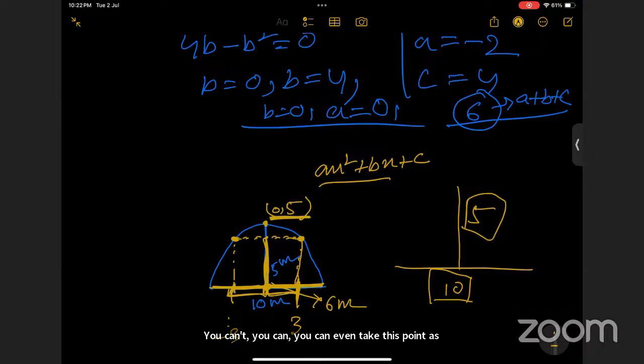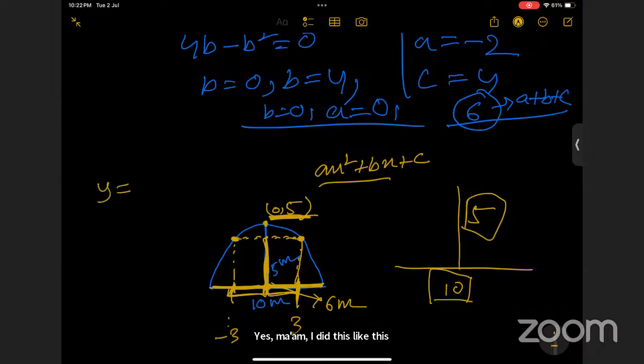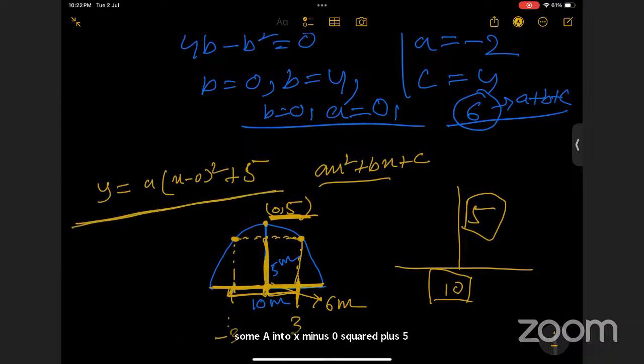This is a vertex. After that, you can assume a parabola like that: a into x minus 0 square plus 5. And from 10 you can do something and find the value, like find the parabola.